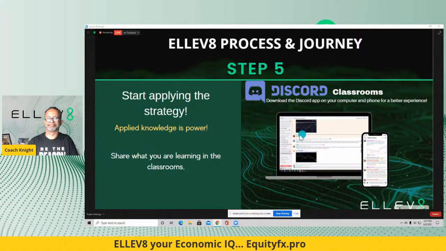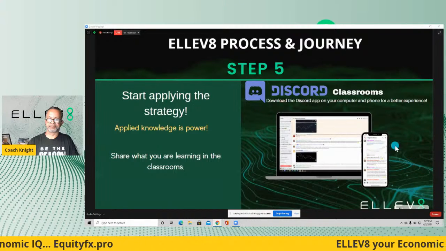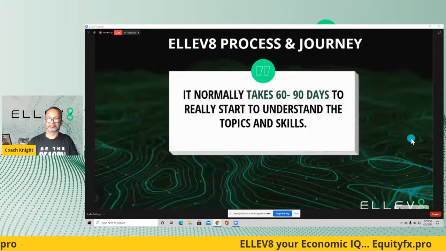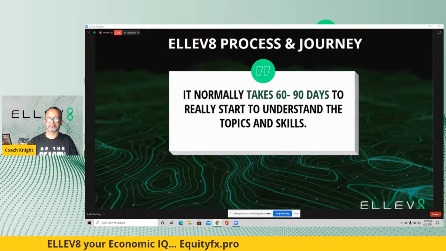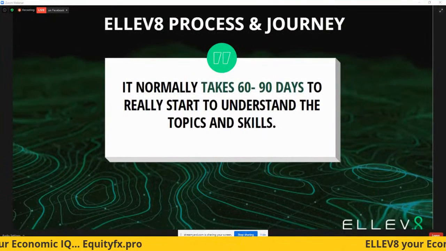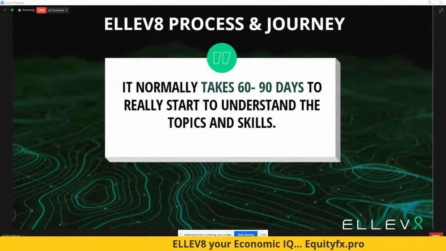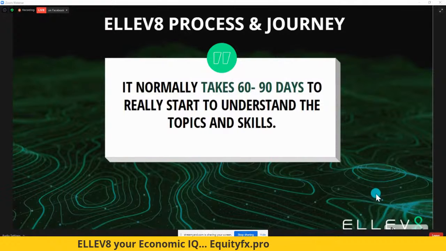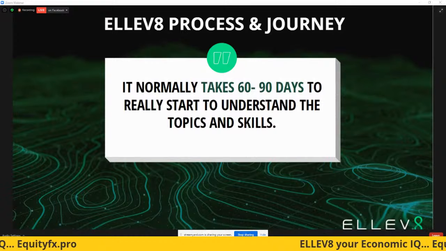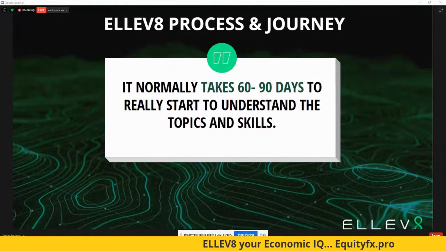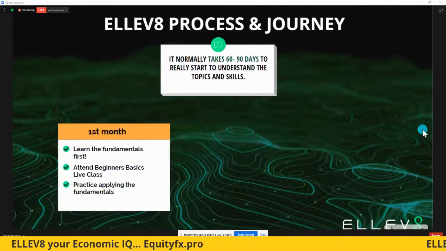So step 5, if you're not taking advantage of this step, you're losing out. Now, here's the thing. It normally takes 60 to 90 days to really start to understand the topics and skills. If you have that mindset coming in, you can go far, because you understand that the first thing I need to accomplish here is the education. I need to learn, if I don't want to be dependent on anyone. So how does that go?